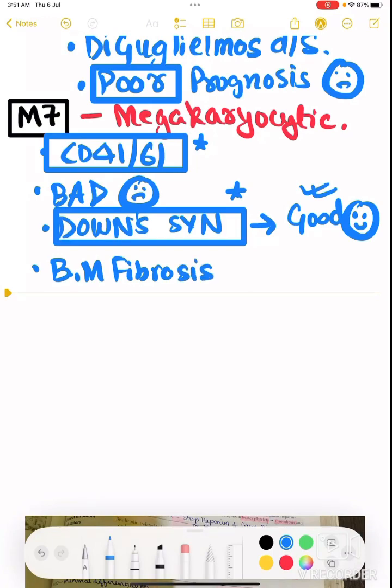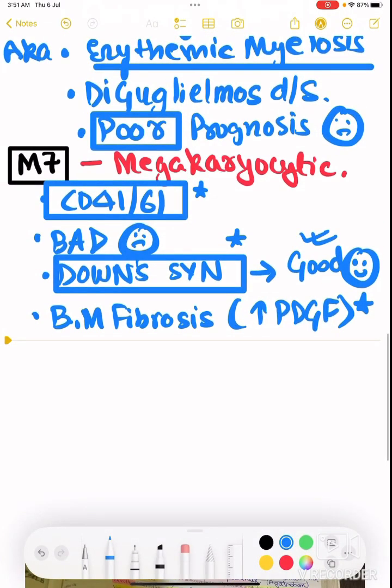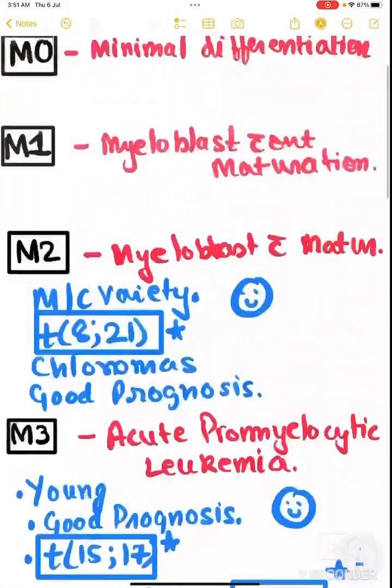Now why is bone marrow fibrosis present? Because it is megakaryocytic type, the name is megakaryocytic. Now what do platelets or megakaryocytes release? They release platelet derived growth factor, and platelet derived growth factor has a function of causing fibrosis. That's why bone marrow fibrosis is a feature of this particular M7 variety.